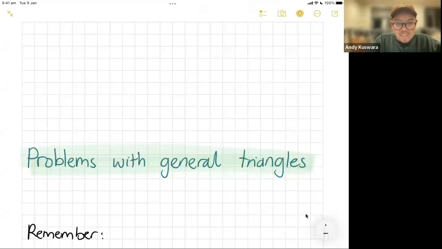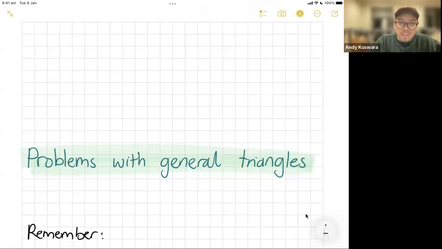It's basically problems with general triangles. Now what this topic really means is we're not going to tell you it's sine rule. We're not going to tell you it's cosine rule. We're not going to say area of a triangle using this formula or that formula. We're just going to give you a general triangle problem, and then you're going to have to decipher and figure out which formula you might need to use, how you go about solving it. That's on you.